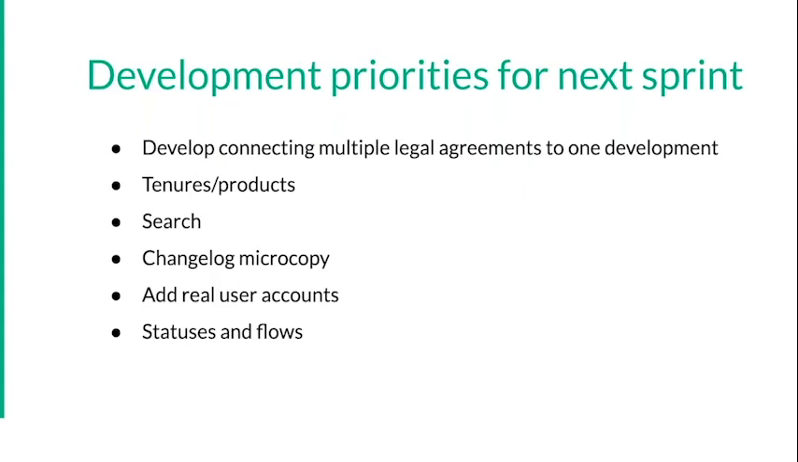So research activities leading to development priorities. These are the development priorities for the next sprint. We'll be connecting multiple legal agreements to a single development. We'll be developing tenures and products within the service. Search, which was mentioned earlier, and the microcopy for changelogs. We're adding real user accounts, so case officers in Southwark will have their own accounts, and statuses and flows, which requires a little bit more thought, as Gaz mentioned earlier.